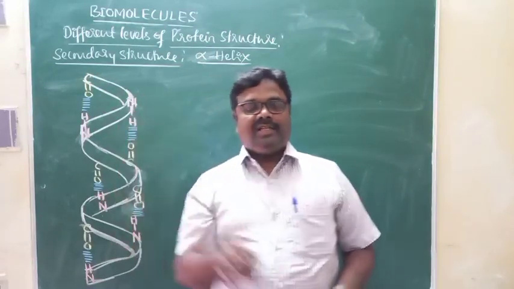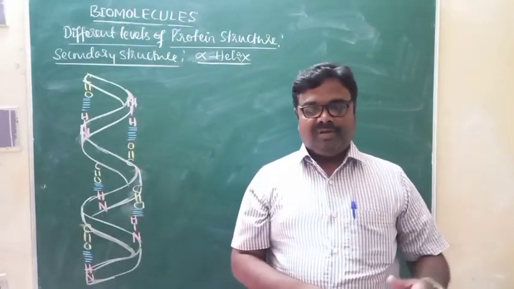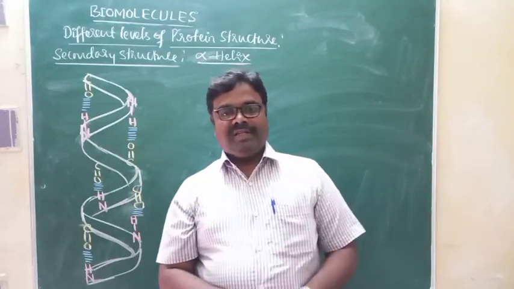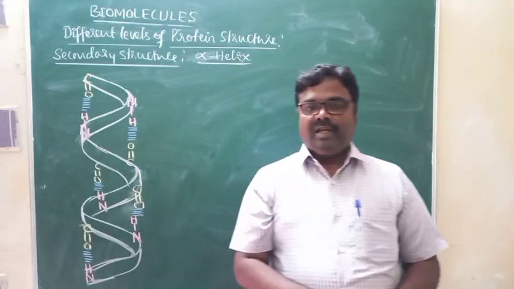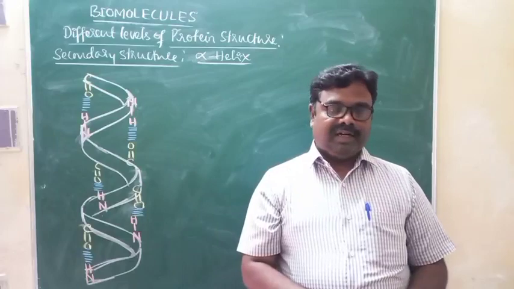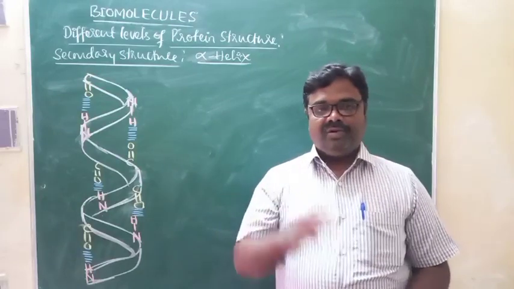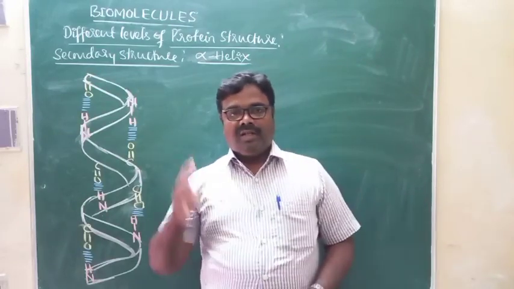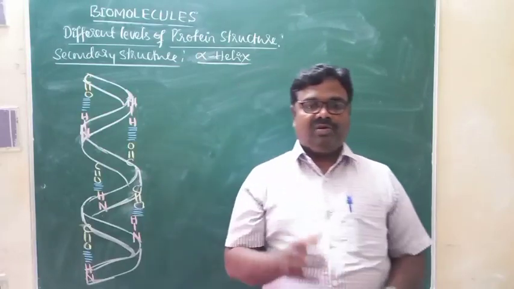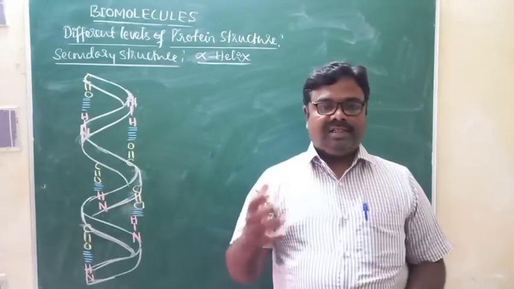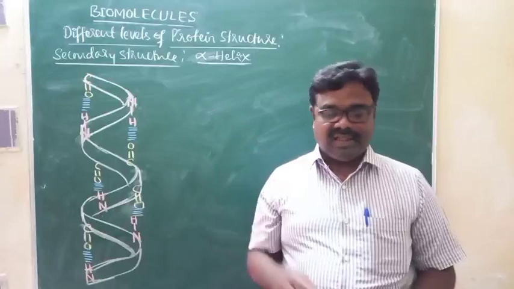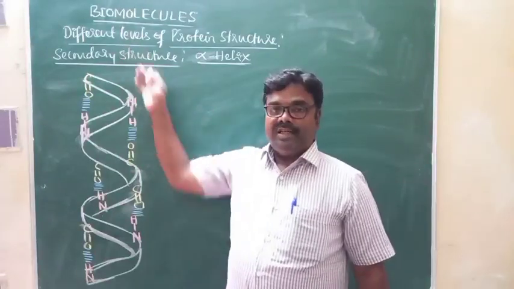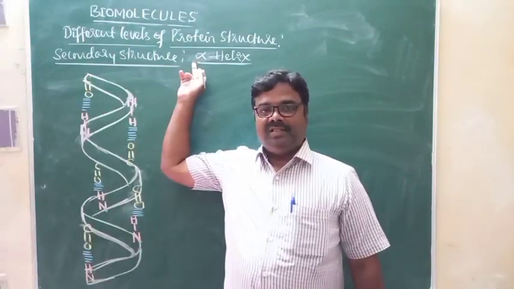As far as secondary structure is concerned, that's because of the hydrogen bonding between the CO group and the NH group of the series of peptide bonds present in the polypeptide chain. And due to hydrogen bonding, the backbone of the polypeptide chain undergoes coiling, and that results in the formation of secondary structures. One of the secondary structures is what we call the alpha helix structure.